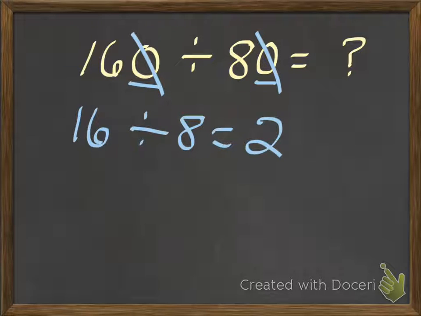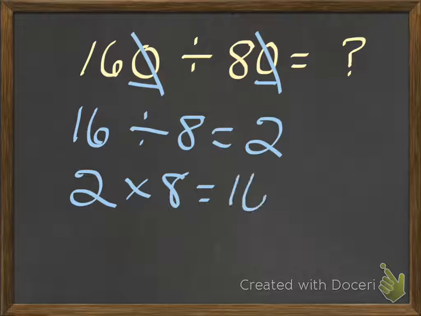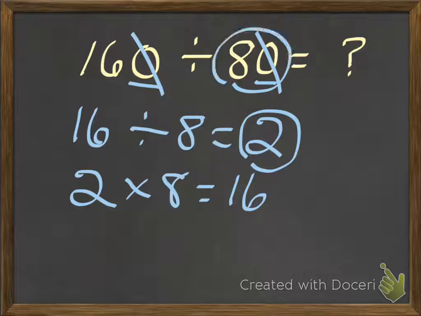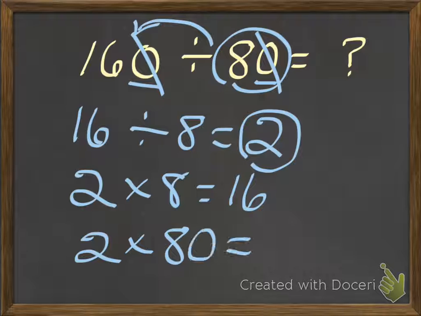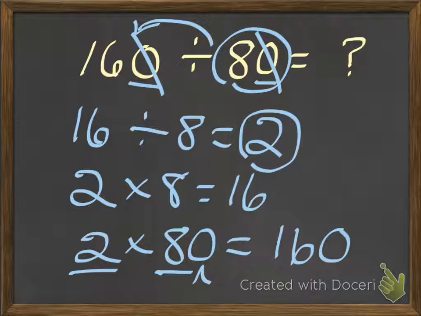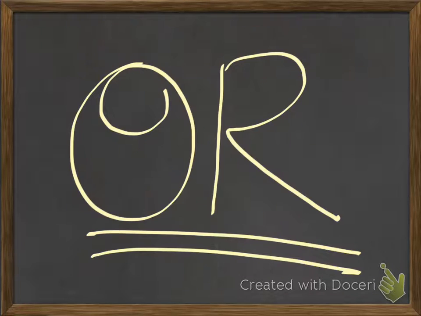2 times 8 equals 16. Right? That's an easy problem. And also 2 times 80 should give us 160. So let's double check. 2 times 80. 2 times 8 is 16, and tack on the 0, we get 160, just like we were doing in the previous lesson. But that's not the only way to solve that problem.